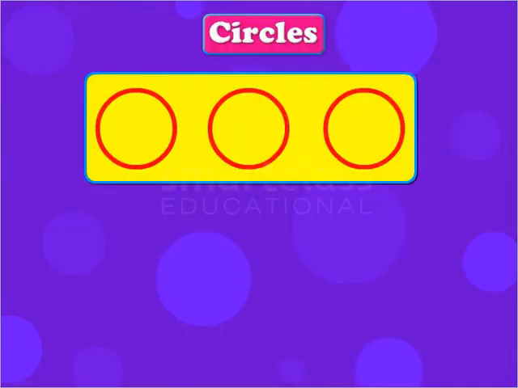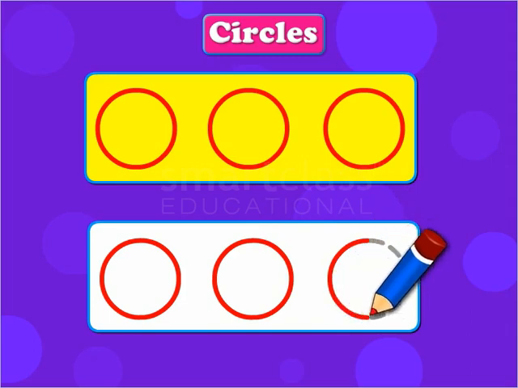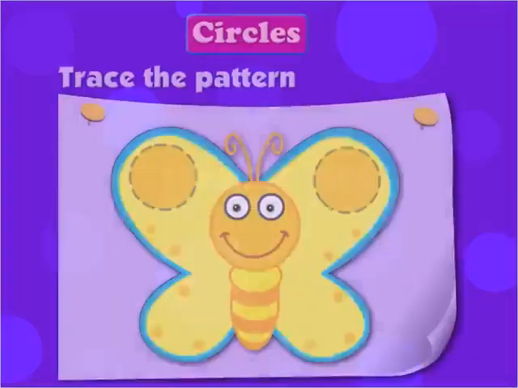Circles. Lastly, we will learn to draw a circle. First, draw a curve to the left. Then draw a curve to the right. And what we get is a circle. Trace the pattern.